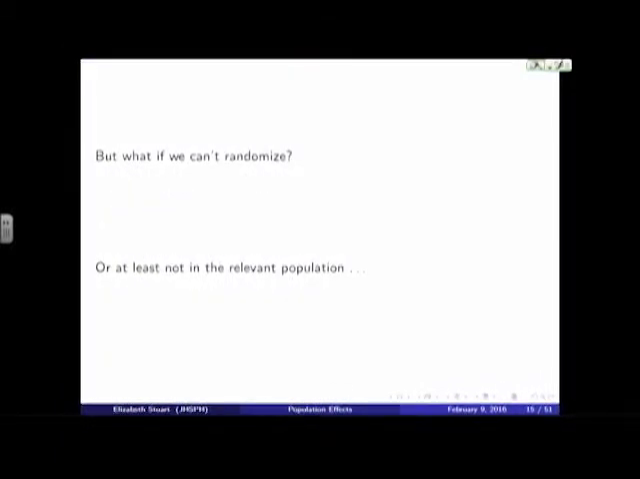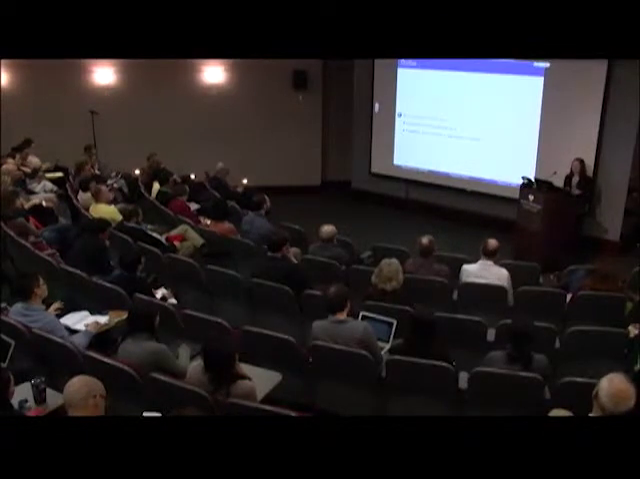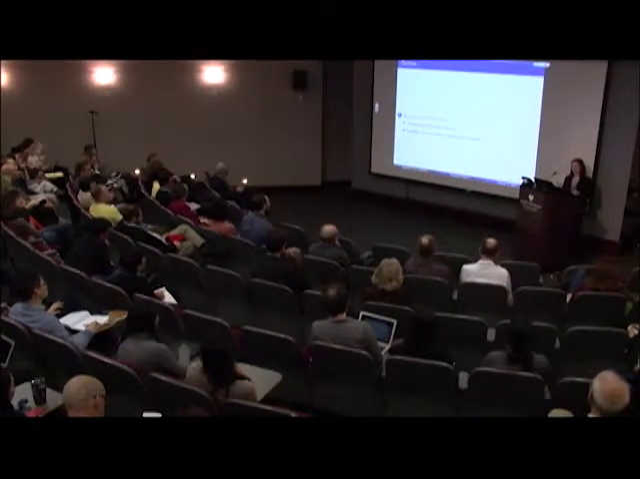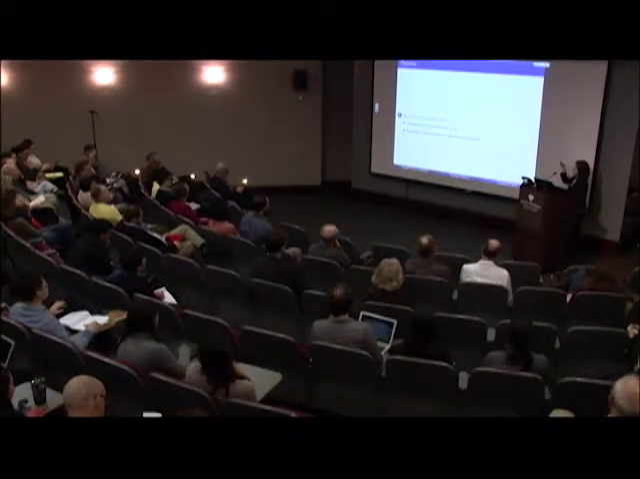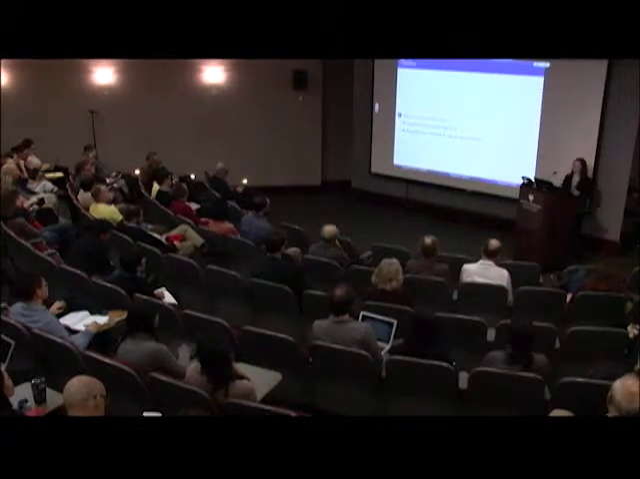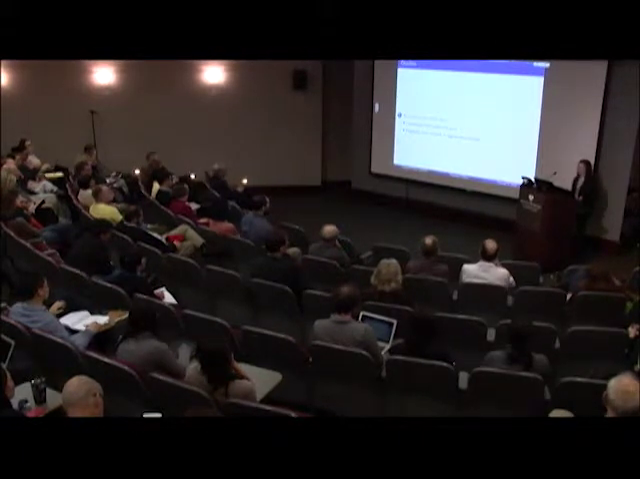What if we can't randomize, though? Those are maybe what we might try to do, but what if we can't randomize, or at least not in the relevant population that we really care about? So I'm now going to talk through two case studies of projects I've worked on with people here at Hopkins, comparative interrupted time series and then propensity score methods, both of which are ways that we can try to estimate these population treatment effects in non-experimental settings.